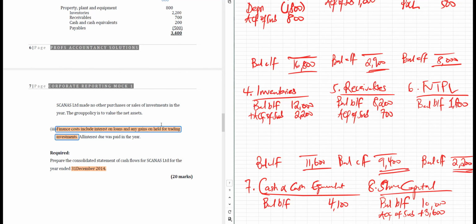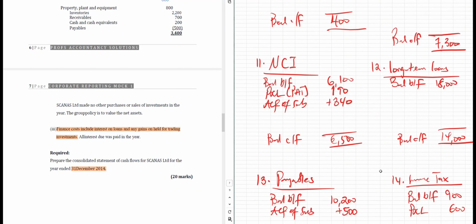Held for trading investment is the same as fair value through profit or loss. We call it held for trading, because you are holding it for the short term. It's 1,800. Then closing was what? 2,200. So what's the fair value gain? 400. It's 400.